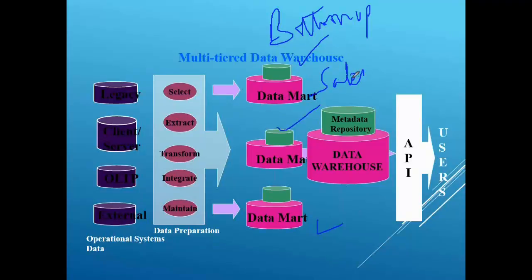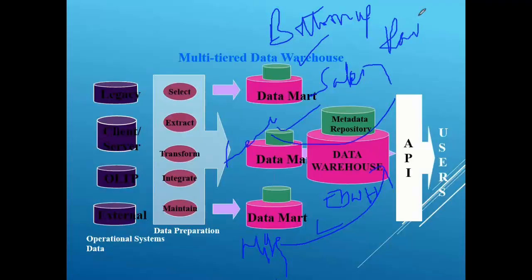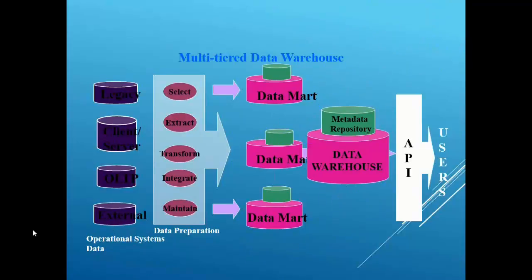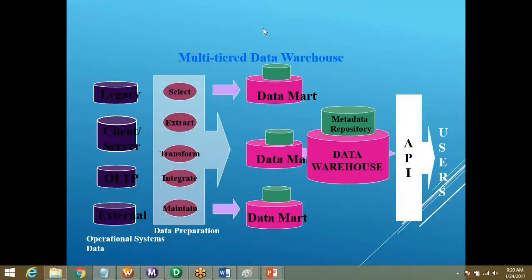Means first the sales data mart is created. After that, if it is required, the finance data mart will be created. After that, if required, the marketing data mart will be created. At last, if it is required, we can integrate all these things into the enterprise data warehouse. Okay, so that is about the multi-tiered data warehouse architecture. This approach was introduced by Ralph Kimball. So this is Kimball's approach, and this is Inmon's approach.